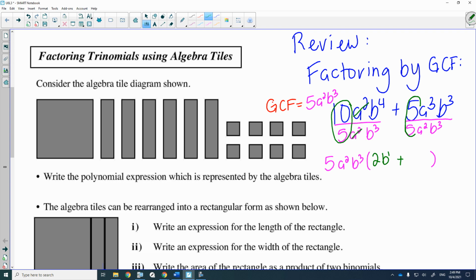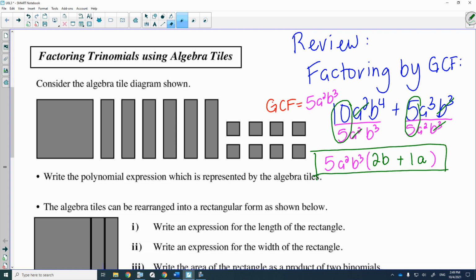Plus 5 divided by 5 becomes 1. The b cubes would cancel. Quotient law for a to the 3 over a to the 2 would become a to the 1. And then you don't need your invisible ones, so I'm just going to erase this, and you could even erase this if you wanted to. I'm going to box this in. So this question actually has two factors. 5a squared b to the 3 was one of your factors, and what's in the bracket, 2b plus 1a, that would be your second factor.